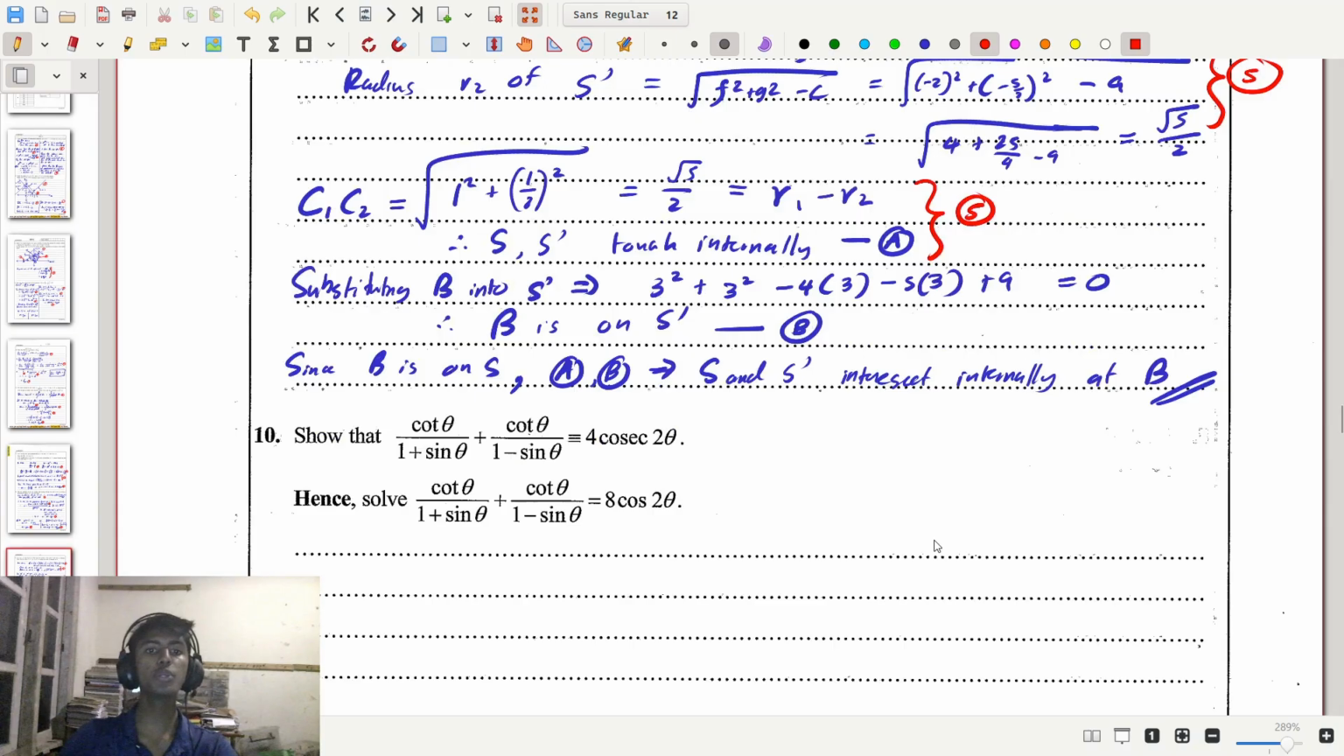After that, when you then say that B is going to be a point on the circle S dash, due to the fact that when you substitute it in and simplify, you get equals 0, and you say that B is on S dash, this gets you another 5 marks. Now they have actually not given a final mark for you writing the final statement saying that B is on S, and therefore from A and B we can say S and S dash intersect internally at B. They haven't actually given you a separate mark for this. However, writing this statement is still important as it is the conclusion of all of your work.